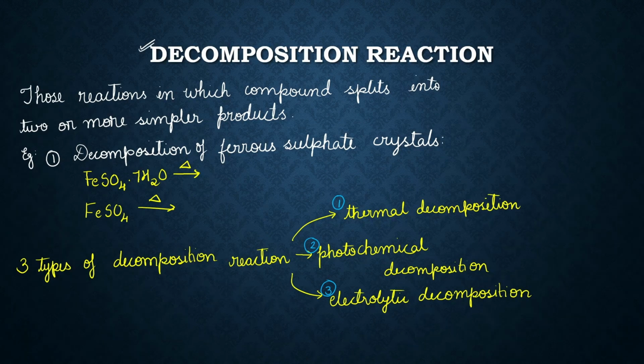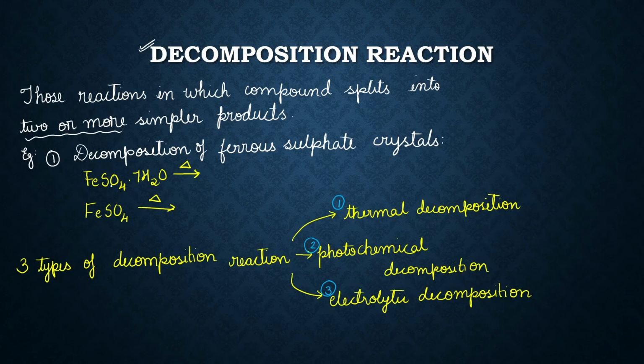So what is the unique thing in decomposition reaction? All those reactions in which a compound splits to form two or more simpler products. Means a reactant is breaking down to give us two or more simpler products, then all those reactions are referred to as decomposition reactions. Now let us take a few examples.